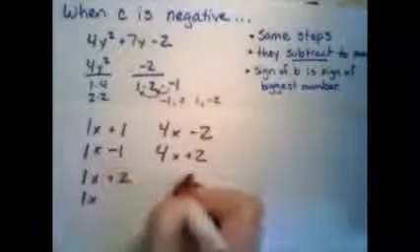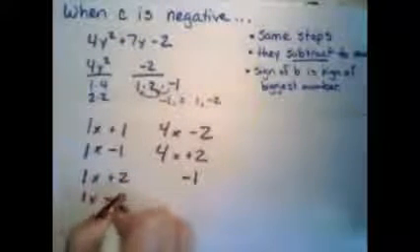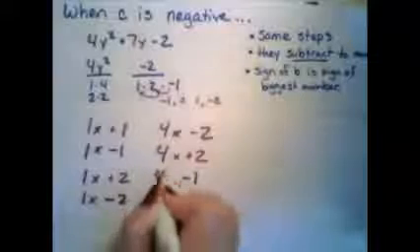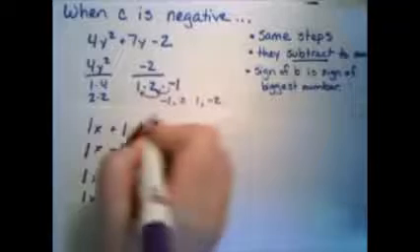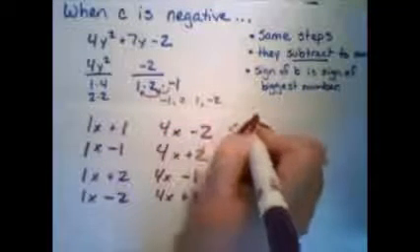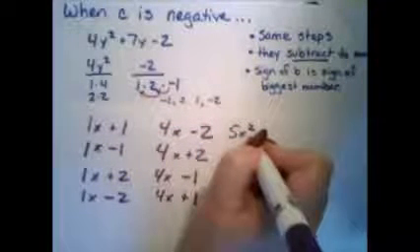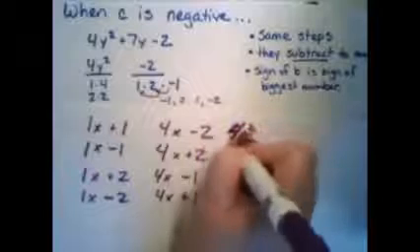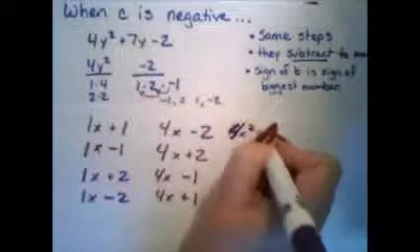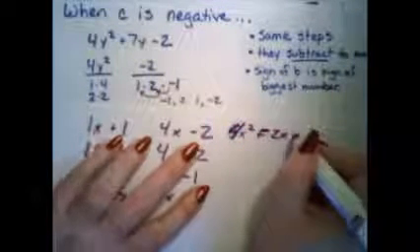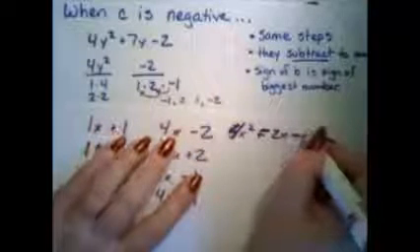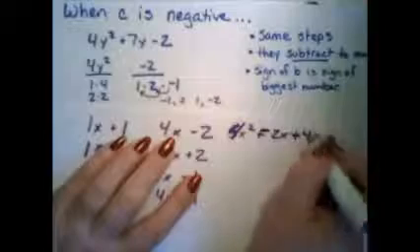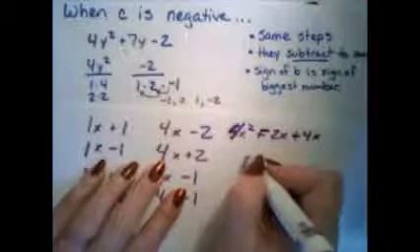Here's a +2 and a -1 and a -2 and a +1. Do we have it yet? We have 5x squared. Nope, we have 4x squared minus 2x plus 4x. That's 6x. That doesn't work.